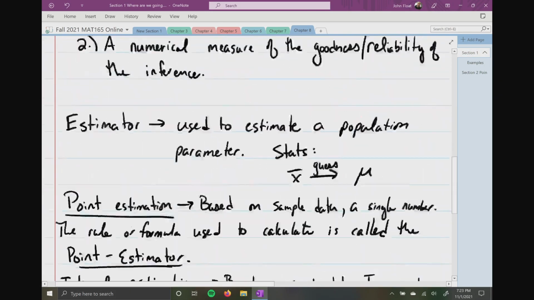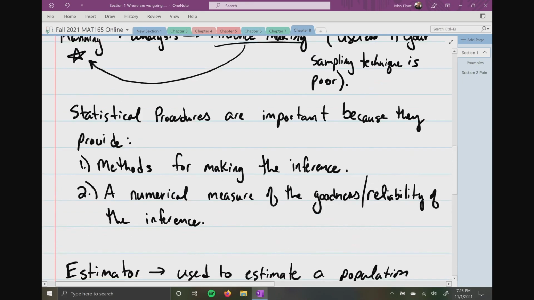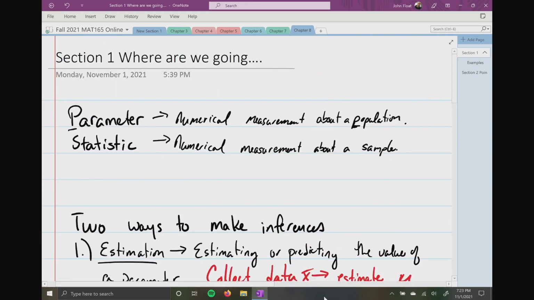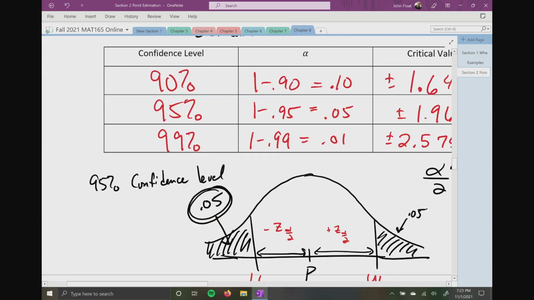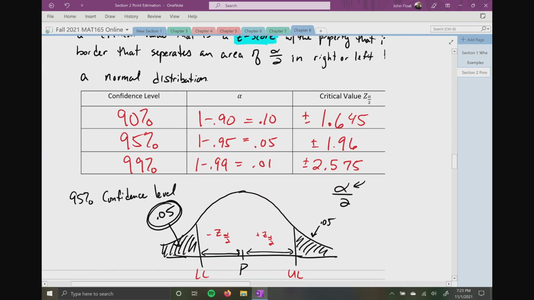It's going to find all that stuff. Oh, sorry. Section 2, my bad. Here's that table right there. So for a 0.99 confidence interval, alpha is 0.01. If you divide that by 2, you get 0.005, which corresponds to a critical value of 2.575.